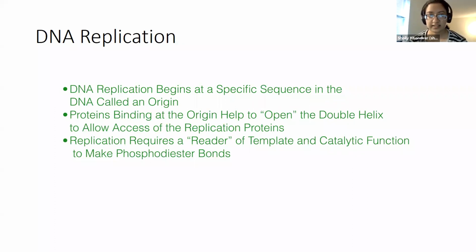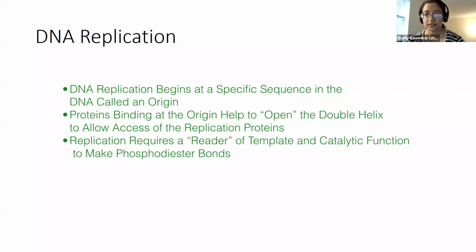Okay, so we're going to get into DNA replication now. DNA replication begins at a specific sequence in the DNA called an origin. There's a number of proteins referred to as the origin recognition complex that are recruited to the origin of DNA replication, and they basically open the double helix, and that allows access for the replication machinery to load onto the DNA.